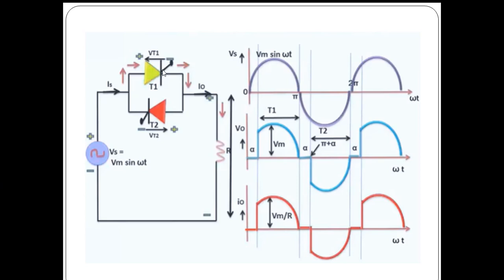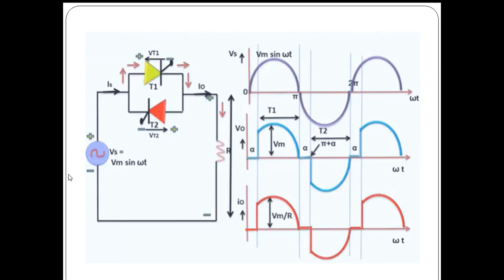At instant pi, supply voltage goes to 0, and when the anode current decreases below the holding current, T1 automatically turns off, due to natural commutation. From here supply is reverse biased, so T1 is turned off, and from instant pi to 2 pi we have the negative half cycle.